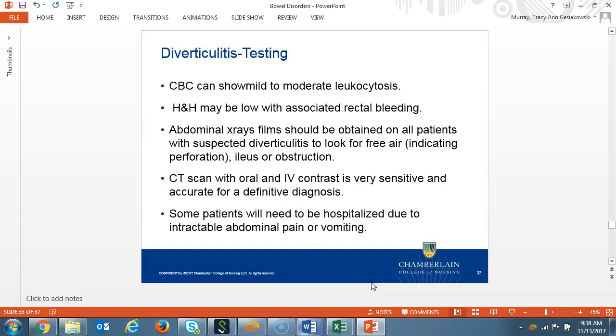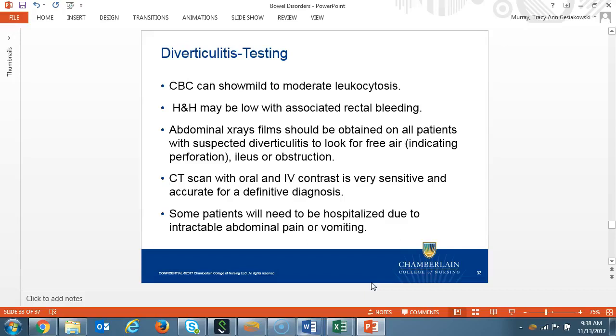Initial laboratory testing can show mild to moderate leukocytosis depending upon the degree of inflammation and infection. H&H may be low if there is associated rectal bleeding. Abdominal X-ray films should be obtained on all patients with suspected diverticulitis to look for free air, which indicates perforation, or ileus or obstruction.